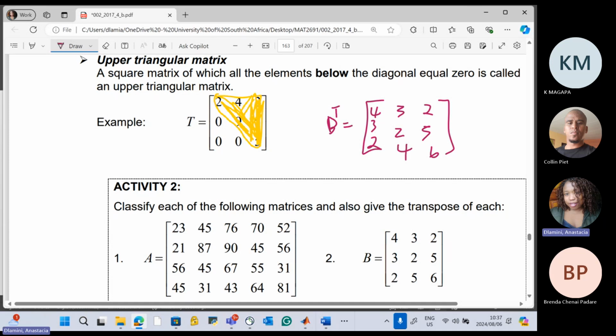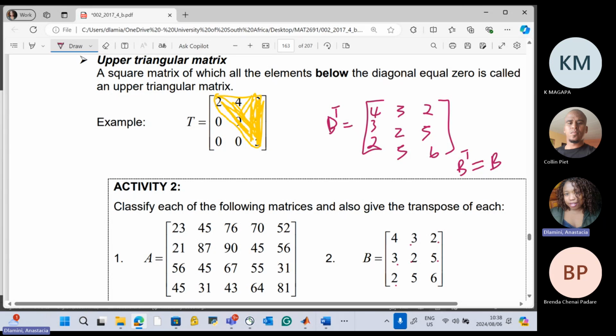No, it's not. Let's see. 4, 3, 2. 3 to 5. 3 to 5, ma'am. Yes, 3 to 5. Yes, it's exactly the same. So now since B transpose is the same as B, therefore we say that this is a symmetric matrix.